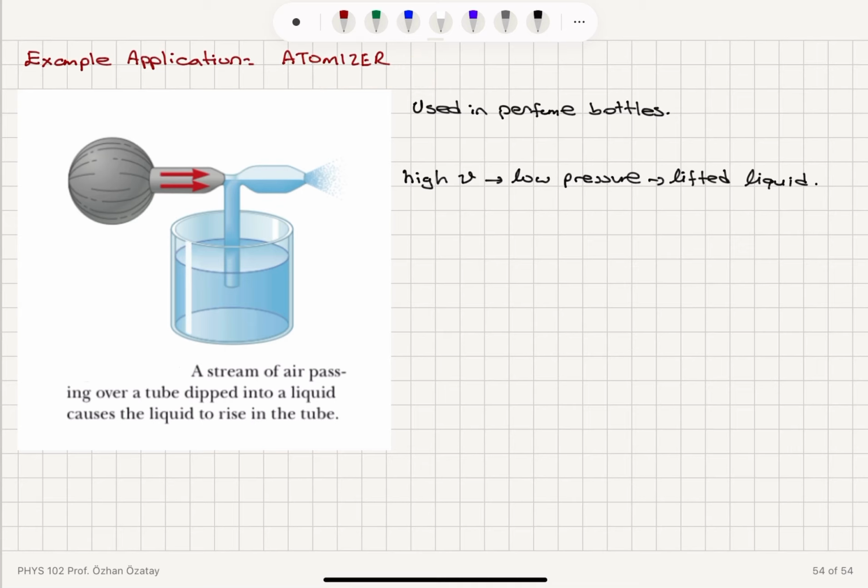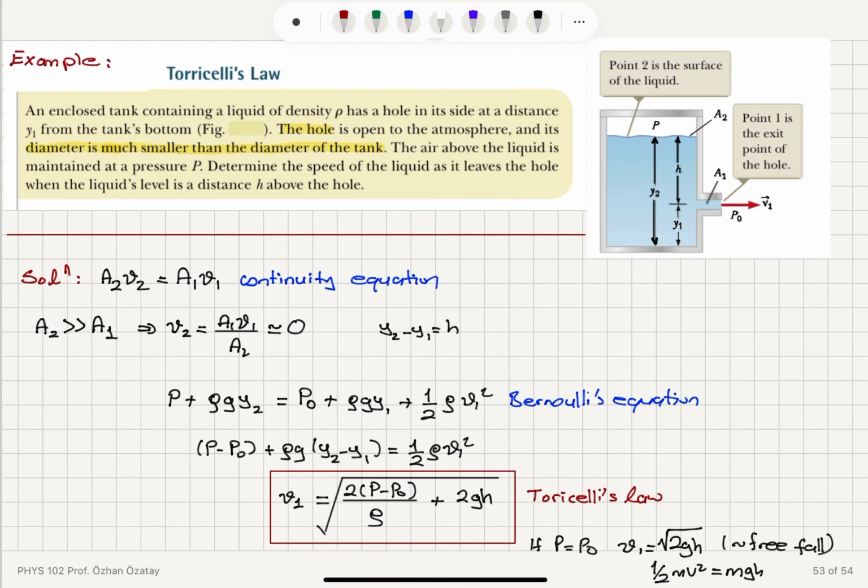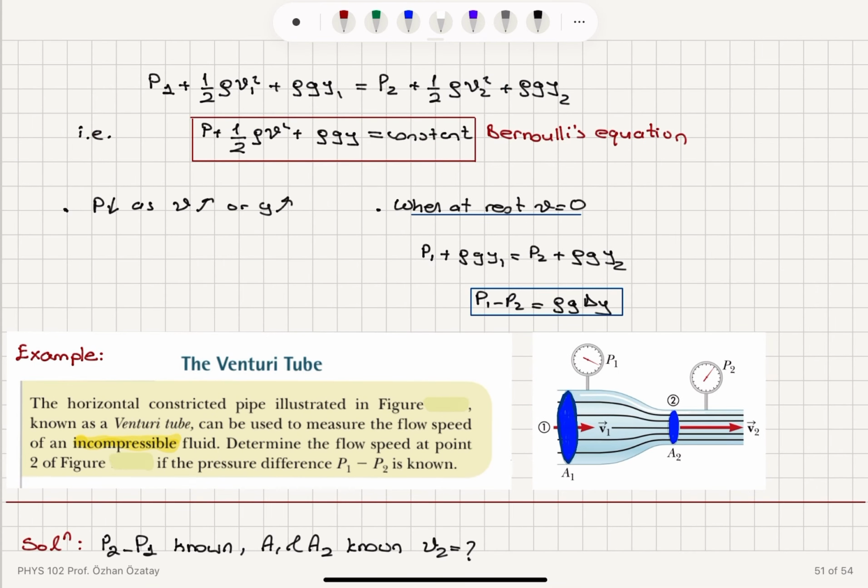Okay, now an important application of Bernoulli's equation is basically this atomizer. So this is something you use very frequently. If you have a perfume bottle, it consists of an atomizer here. So we basically push these air particles inside with a very high velocity. So this high velocity implies low pressure. Remember Bernoulli's equation. When we increase the velocity, the pressure is going to decrease.